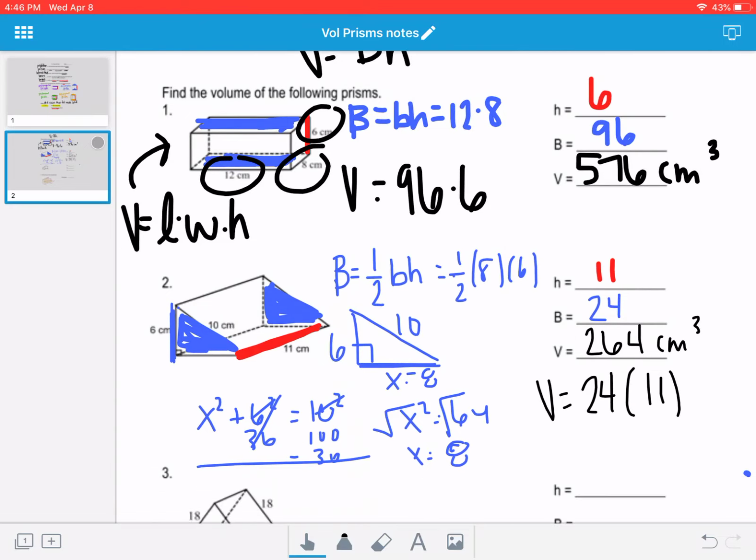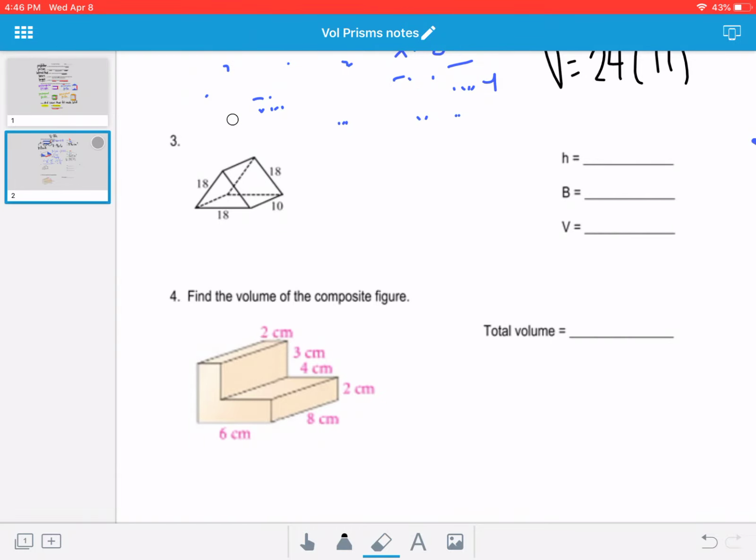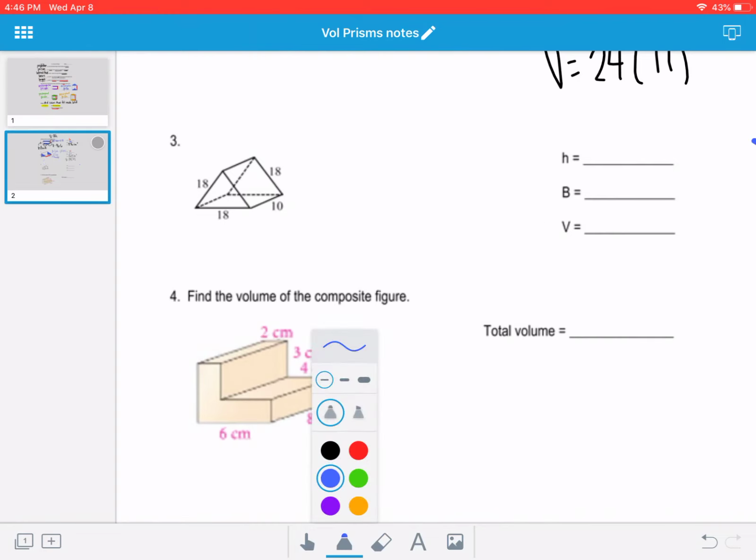Cool. 2 left. Number 3. Erase some of this up here, you guys, so I have more room. It is yet another triangular prism, which means the shape of our base is a triangle. I like to color them in.